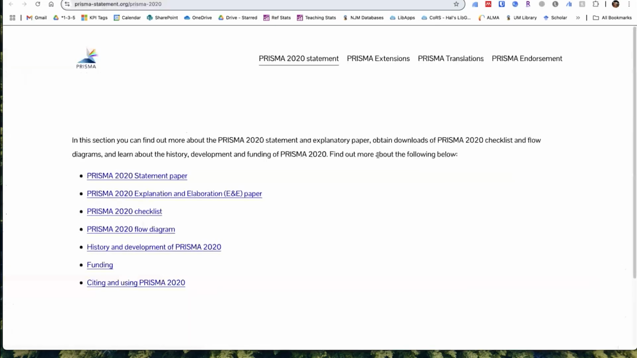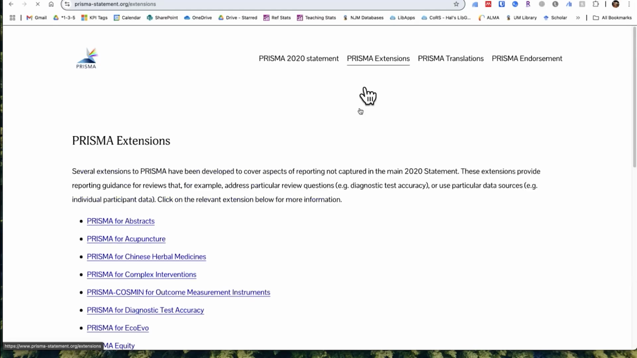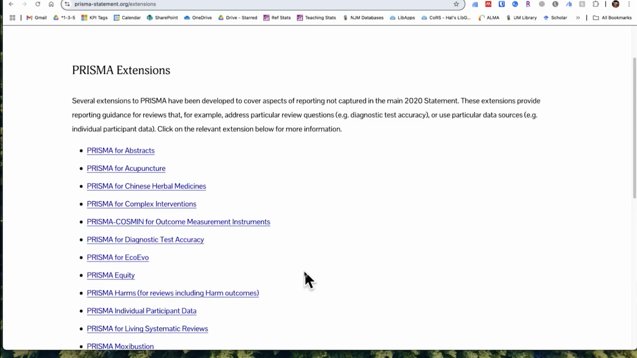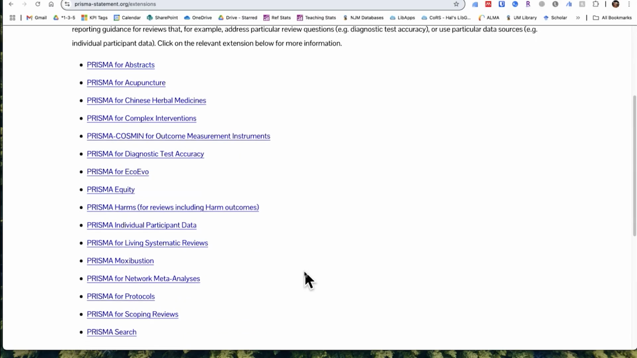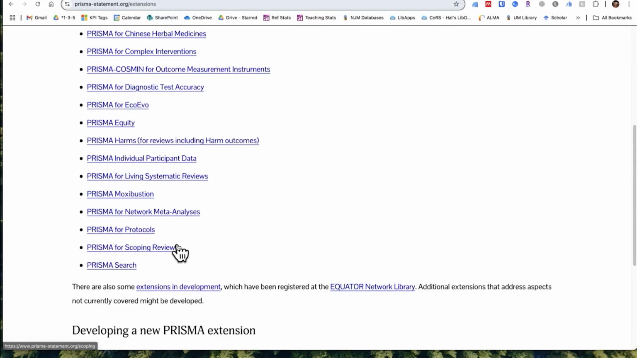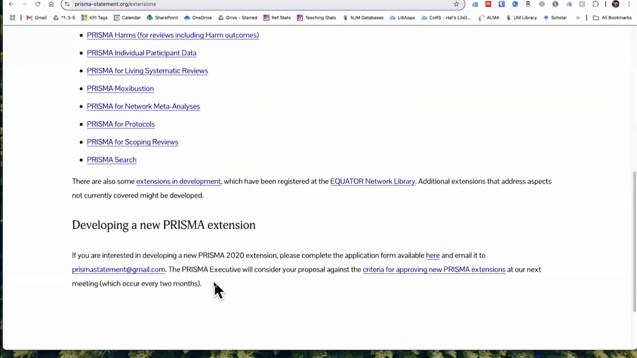PRISMA also includes what are called PRISMA extensions. The main PRISMA part was for systematic reviews, but there are all these different extensions related to if you're doing, say, a living systematic review, if you're writing a protocol, if you're doing a scoping review, even when you're working on the search for the systematic review, they have checklists and guidelines on how to do it that are listed here that are really worthwhile to look at.